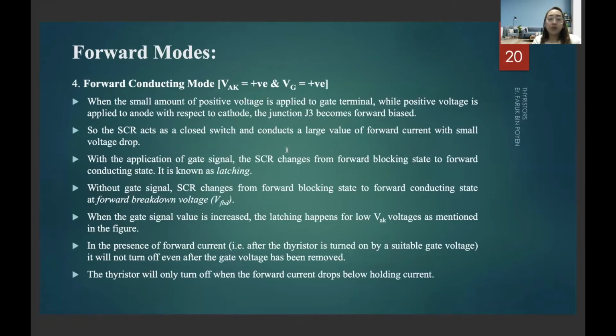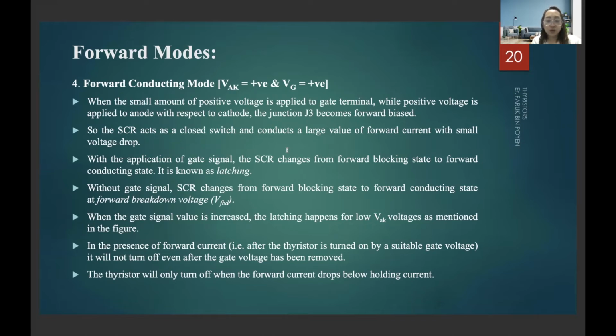Forward conducting state: when a positive voltage is applied on the gate terminal, making J1 and J3 more positive and breaking down J2, that means it is in conduction. So the SCR acts as a closed switch and conducts a large value of current with a small voltage drop. With the application of the gate signal, the SCR state changes from the forward blocking state to the forward conducting state. Once you apply voltage at the gate terminal, it produces a forward current that will make the SCR latch.